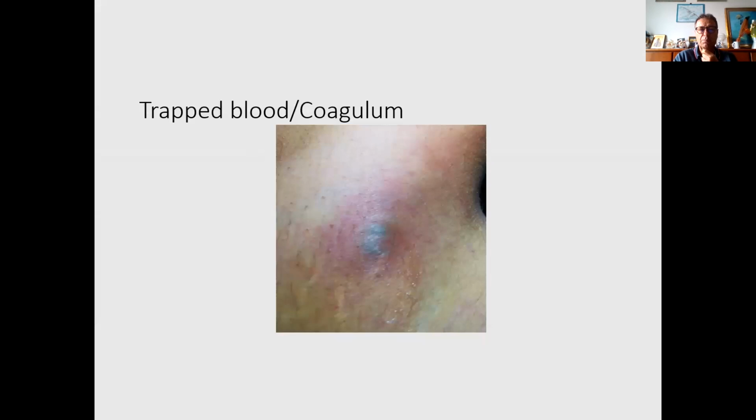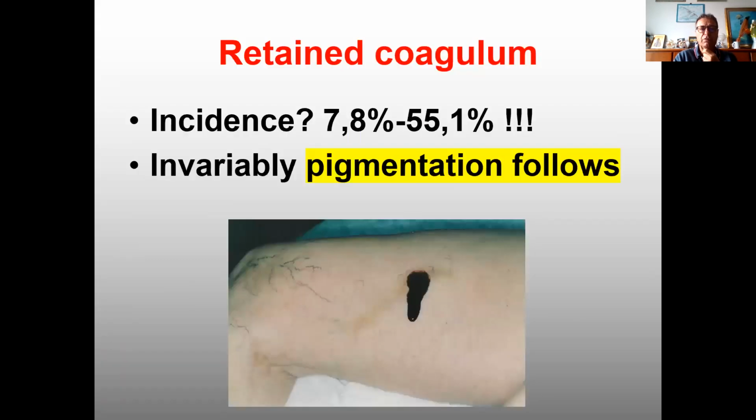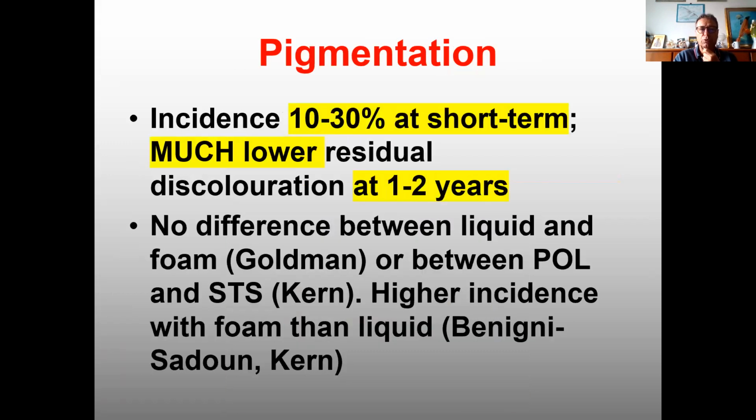You see here a classical example of trapped blood in a treated vein. And as you can see here, the incidence is absolutely variable from 7.8 to 55%. Again, we need more reliable data, and invariably pigmentation follows. So pigmentation is by far the most common sclerotherapy complication. It is around 20 to 30% probably at short term, but at 1 or 2 years, the incidence is much, much lower. That's why the Americans told in a couple of congresses that the best treatment is time. The longer you wait, the better the outcome.